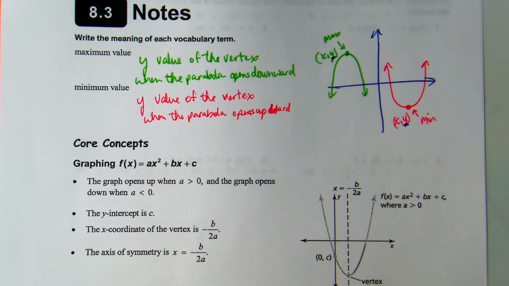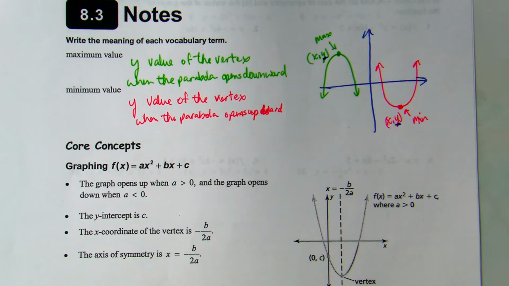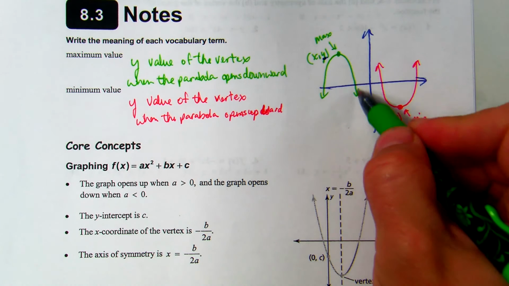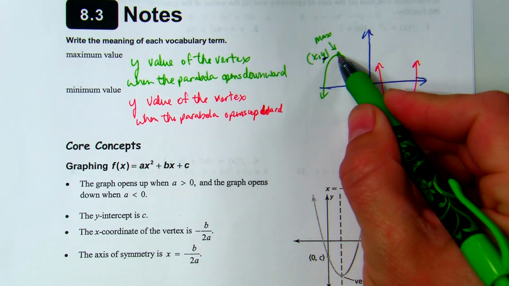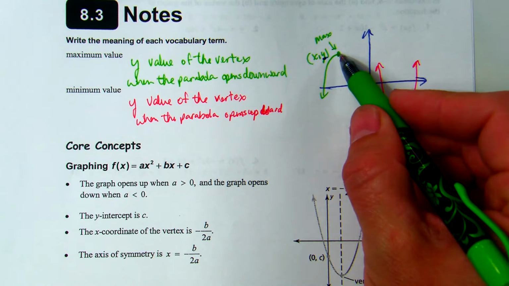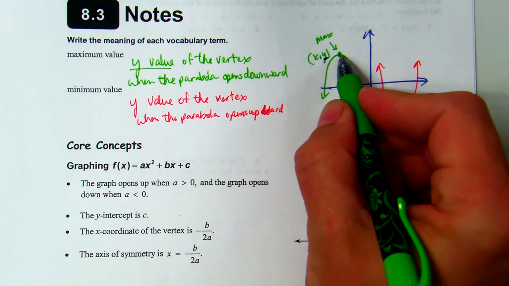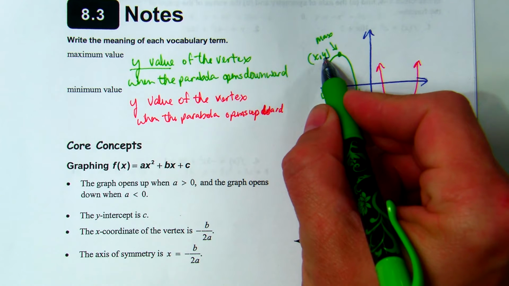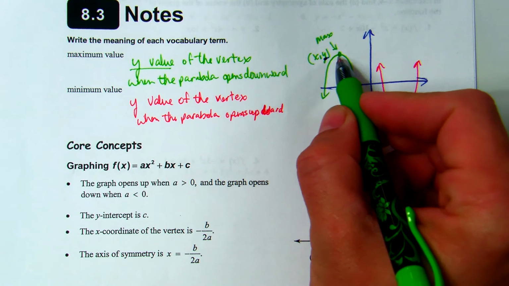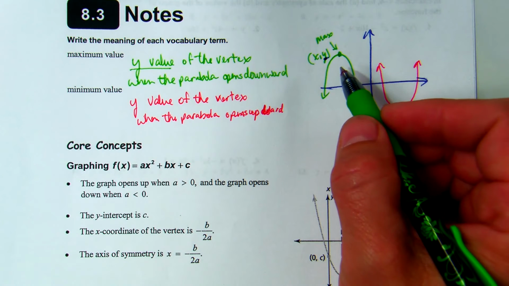We started out with 8.3 talking about maxes and mins, and we discovered that the maximum value is going to be in a situation where we have a parabola that opens downward, because the highest value here, the vertex, is going to be at the highest point, and that's obviously a maximum value. We're talking about the y value in each one of these cases. So the y value of the vertex coordinate is going to be the value of the min or the max.